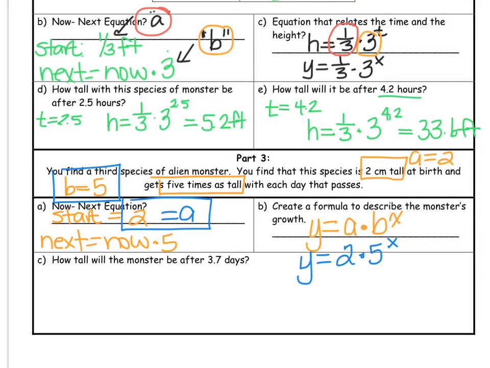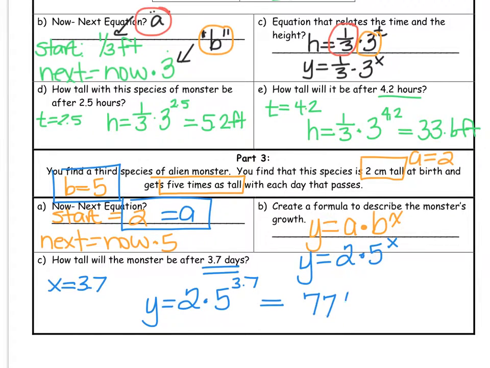So to figure out how tall the monster will be in 3.7 days, it's just y equals, it started at 2 centimeters tall, it's getting 5 times as large every day, and we have 3.7 days. So if we multiply that whole thing out, we get 771.3 centimeters tall.